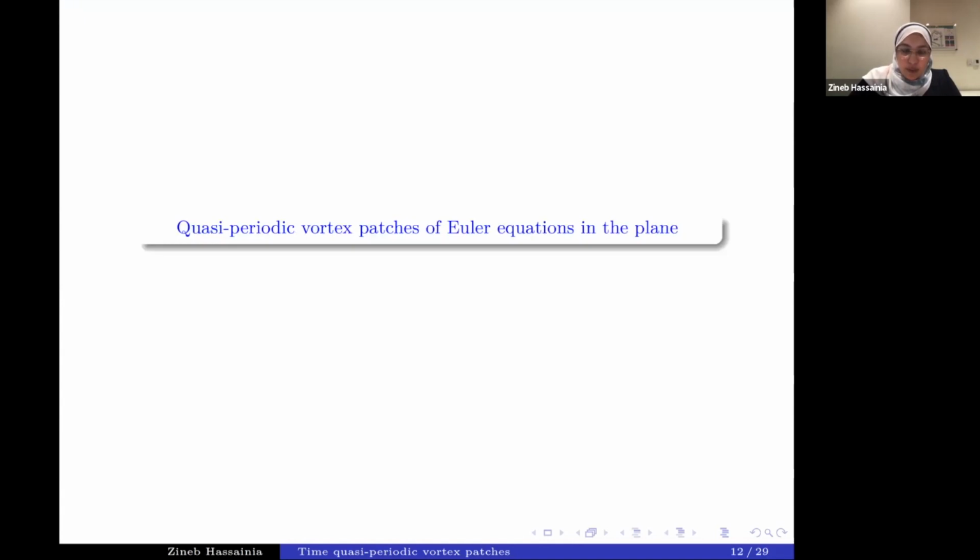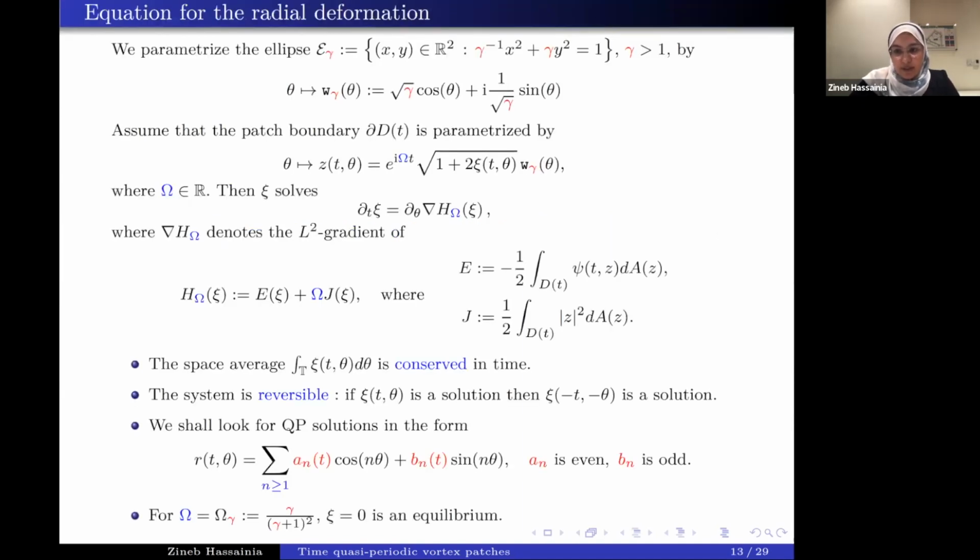Coming back to our problem, we're looking for a quasi-periodic solution of the Euler equation, but close to the Kirchhoff ellipse. So we consider an ellipse with aspect ratio gamma and parameterize it by W gamma. And we are interested in a small perturbation of the ellipse. So we assume that our patch boundary is a graph over the ellipse, and the quantity of our interest is psi, which is assumed to be small.